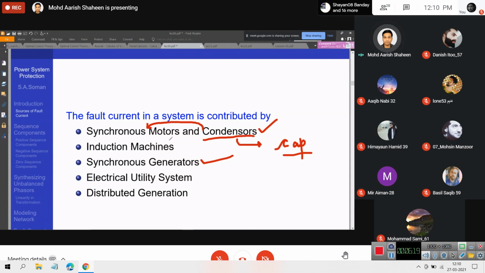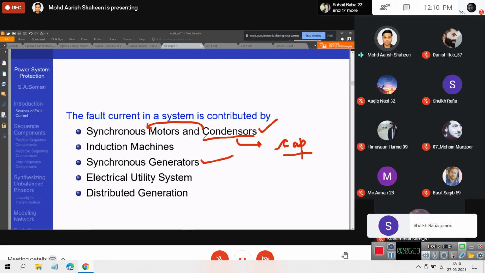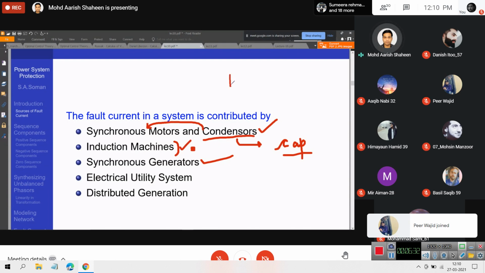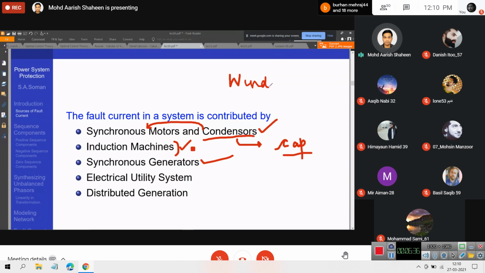These are synchronous capacitors. They're not actually capacitors, but they can perform the function of a capacitor in that they can supply reactive power. Then we have induction machines. This is increasingly becoming very important because nowadays there is a worldwide thrust towards wind energy. Even in India, a greater fraction of the energy production is coming from wind and other renewable sources. And in wind energy, the most efficient generator that we can use is this induction generator.